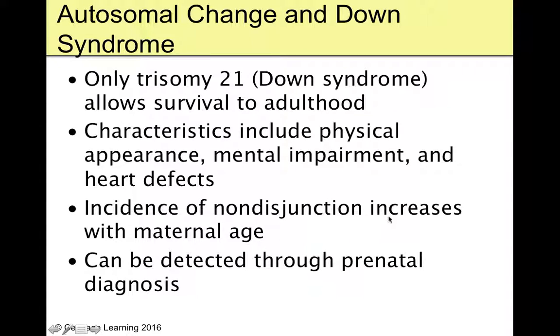The incidence of non-disjunction increases with maternal age. If the mother is 25 as opposed to 35, as opposed to 45, the older the mom is, the higher the risk of non-disjunction occurring. And I think there's a graph in your book on this. If there's not, ask me in class and I'll pull you one up on Google, because the rate that risk increases is just about mind-blowing, and it's interesting to talk about.